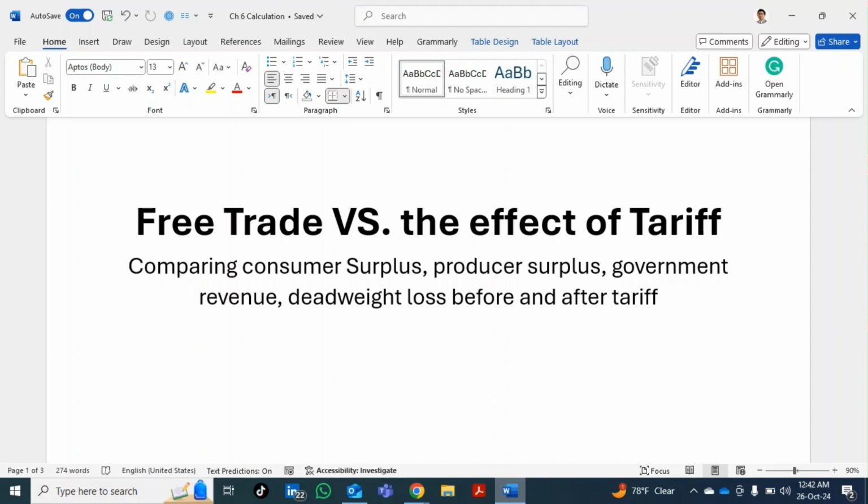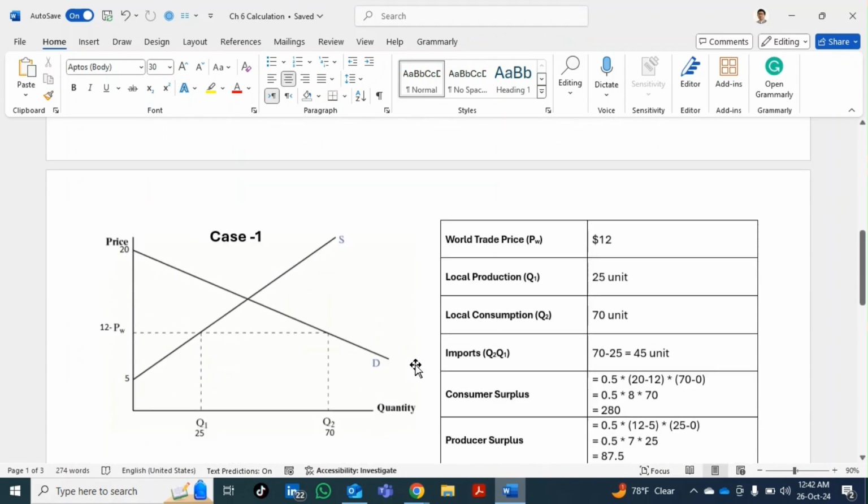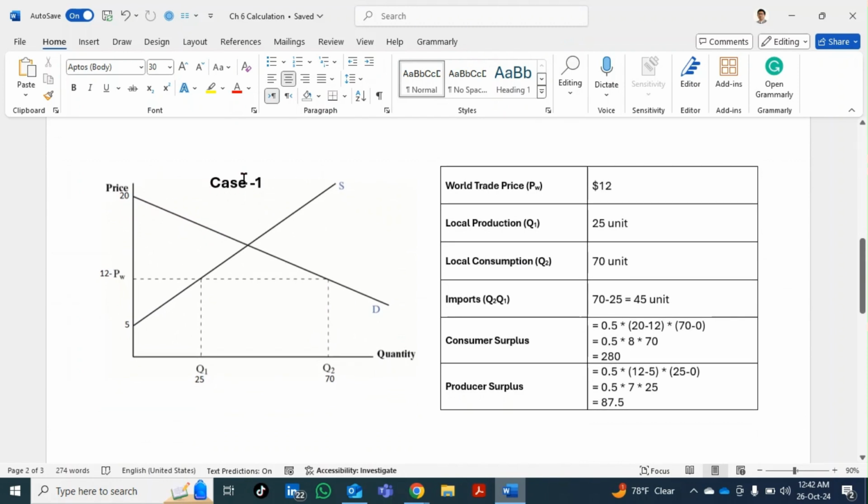So let's get started. This is case one. If you can see this diagram, in case one we have a supply curve with a positive slope, and the demand curve, a negatively sloped curve. On the x-axis we have the quantity, on the y-axis the prices. Let's suppose the world trade price is PW, that is 12. At that price, the local production is Q1, that is 25 units. And if we draw that to the demand curve, that represents the local consumption Q2, that is 70 units.